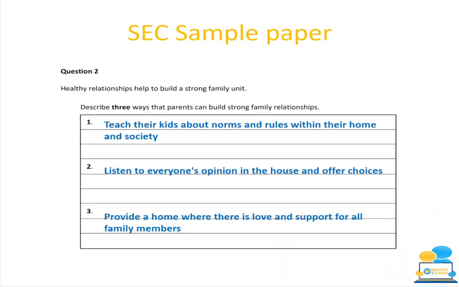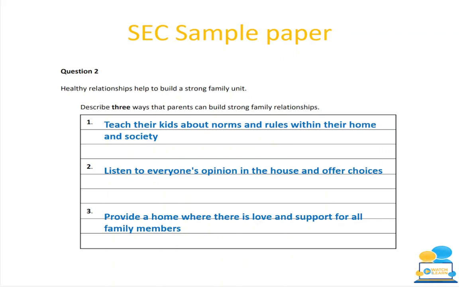Here is an example of an SEC sample paper. This is question 2, which means it is a short question. This question says, healthy relationships help to build a strong family unit. Describe 3 ways that parents can build strong family relationships. So for example, they teach their kids about norms and rules within their home and society. A second one could be they listen to everyone's opinion in the house and they offer choices.